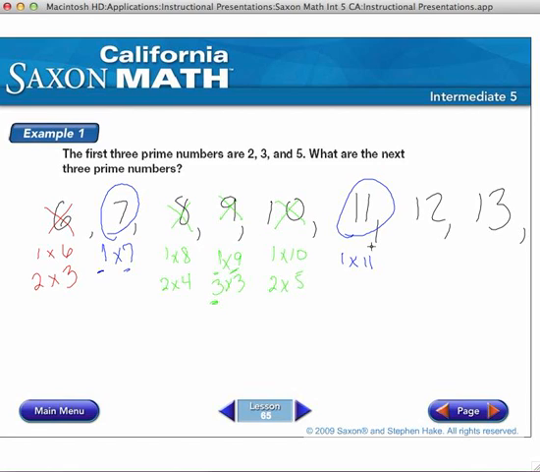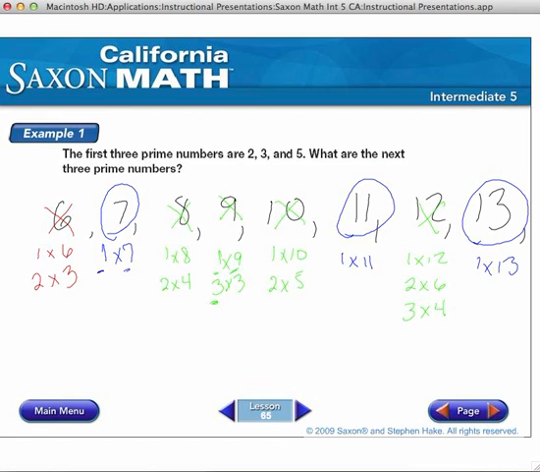12, I can make in several ways: 1 times 12, 2 times 6, or 3 times 4. 12 actually has 6 factors, so 12 is composite. But 13 only has 1 and itself. There's no other way to make 13. So the next 3 prime numbers are 7, 11, and 13.